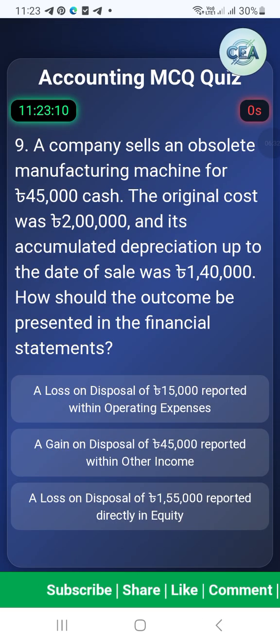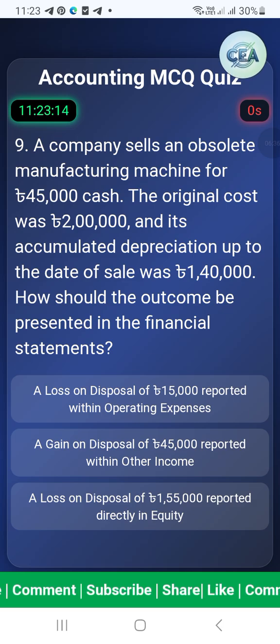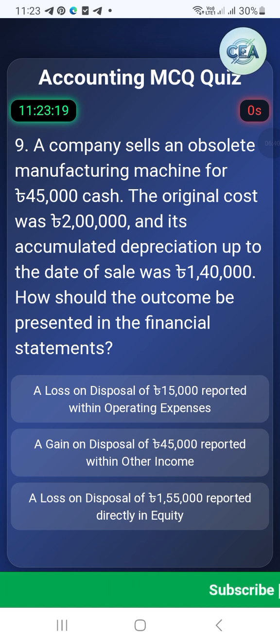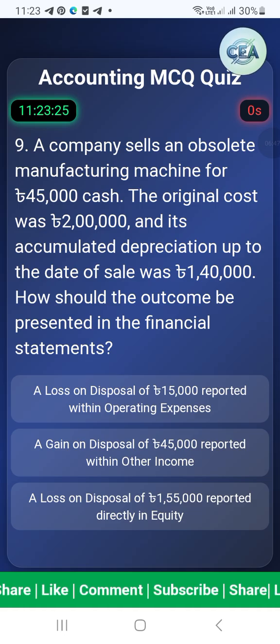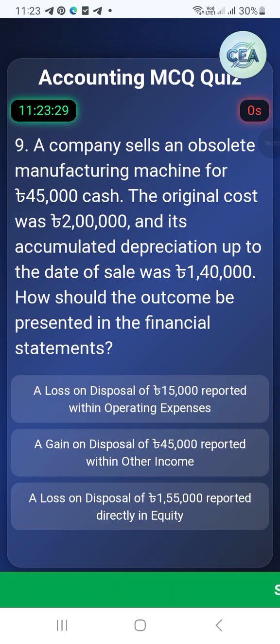9. A company sells an obsolete manufacturing machine for 45,000 takas cash. The original cost was 200,000 takas, and its accumulated depreciation up to the date of sale was 140,000 takas. How should the outcome be presented in the financial statements?